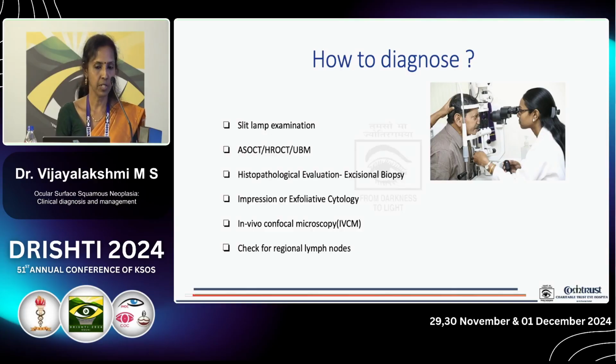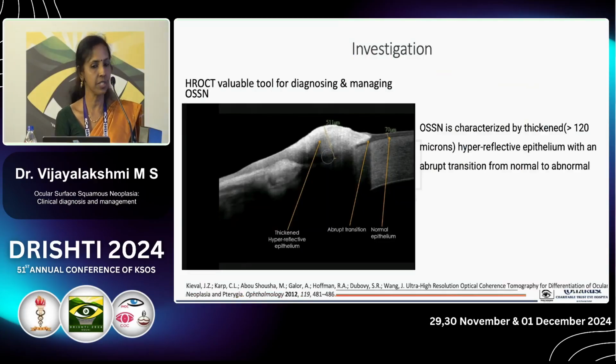That's very, very important. And now this HROCT showing, you can see the hyperreflective epithelium with the thickening and the abrupt transition between the normal and abnormal epithelium. That's very, very important. HROCT for diagnosis as well as managing OSSN.